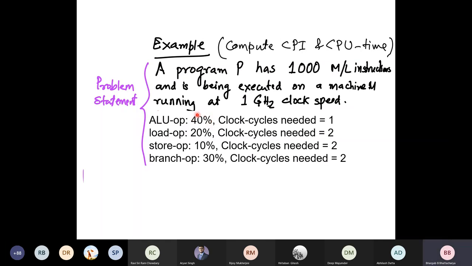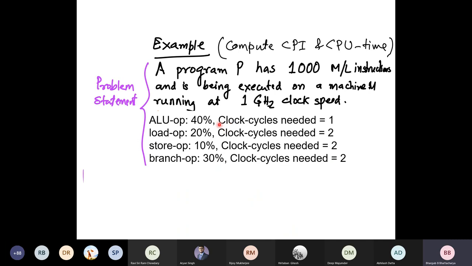like addition, subtraction, logical operations, and so on. There are 20% load operation, that means load some data from memory. Similarly, there are 10% store operation, store some register content back to memory, and there are 30% branch operation, like branch on positive, branch on zero, and so on, if then else sort of thing, right?